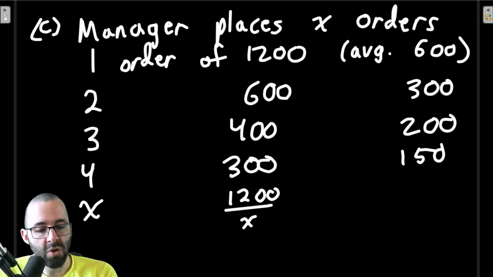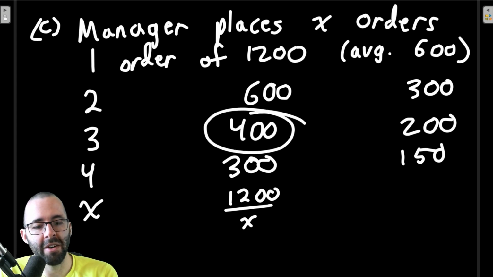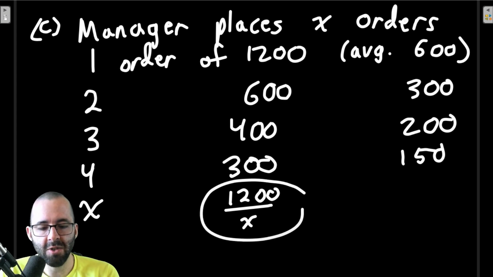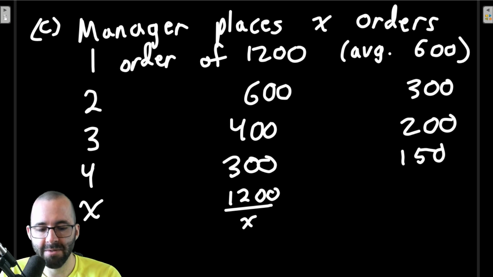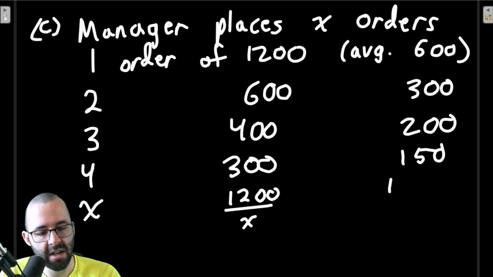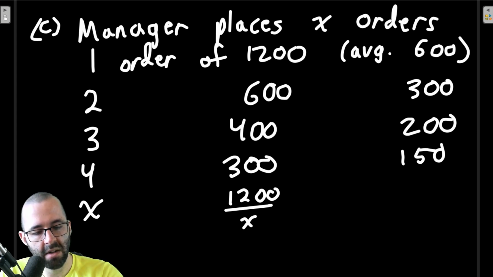And we can see that this formula works. If it was 1 order, 1,200 divided by 1. 2 orders, 1,200 divided by 2. 3 orders, 1,200 divided by 3. 4 orders, 1,200 divided by 4. X orders, 1,200 divided by X. And the average that we have over here is always just half of this. So 1/2 of 1,200 over X is 1,200 over 2X, or we could simplify that a little bit as 600 divided by X.